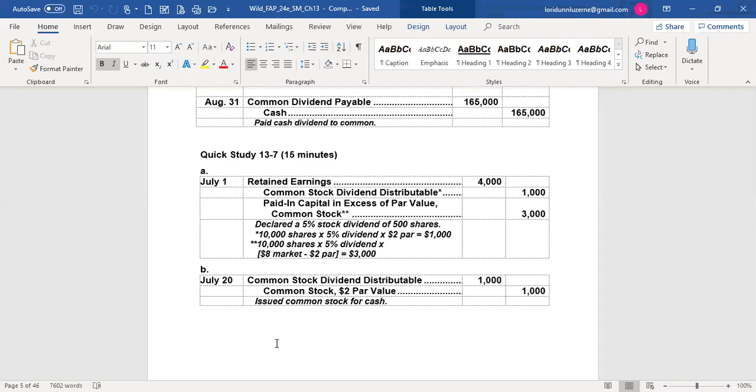Now on July 20th, when we actually do send out the common stock to the shareholders, we'll debit the common stock dividend distributable account so that it becomes zero for the $1,000 par value of the stock we're sending out. Now we could credit common stock.